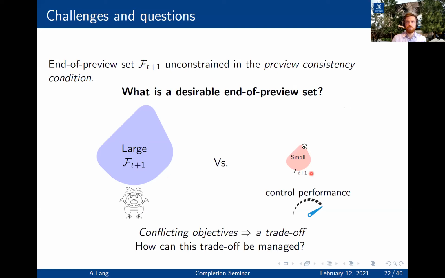Whereas a small end of preview set leads to less uncertainty in the future, and hence the controller may be able to achieve better performance since it can steer the system closer to the limits. So this leads to a potential trade-off. And again, we're back to this question of how can this trade-off be managed?